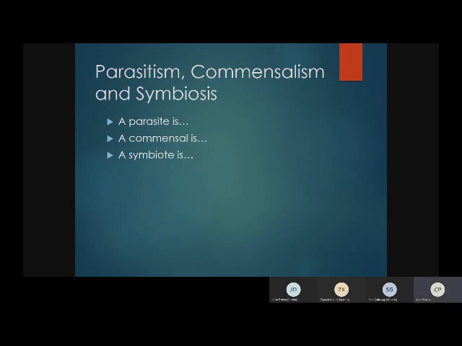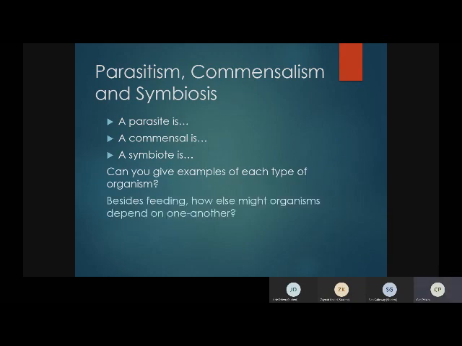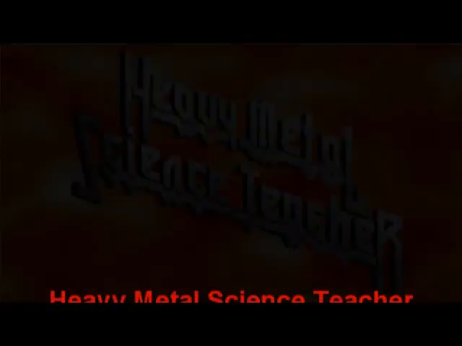So can you give examples of each organism? Yes, and we just have done. And besides feeding, how else might organisms depend on one another? Protection, for the most part.